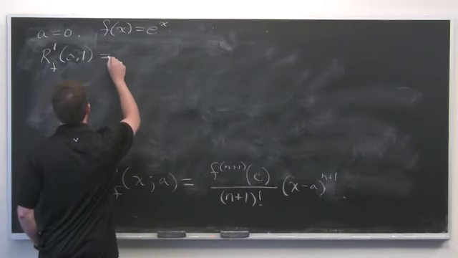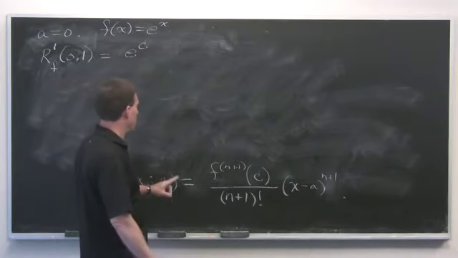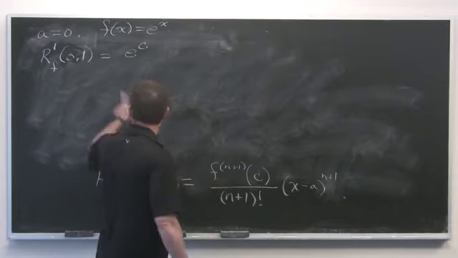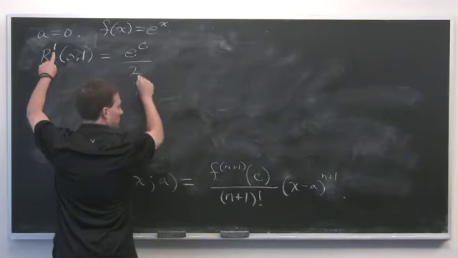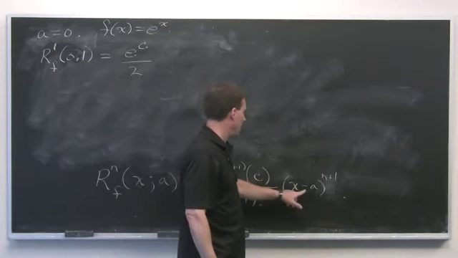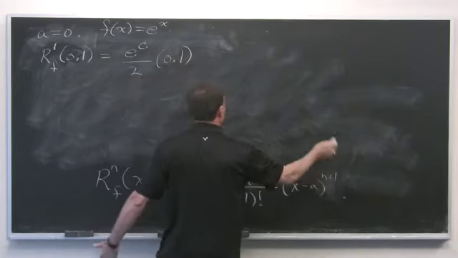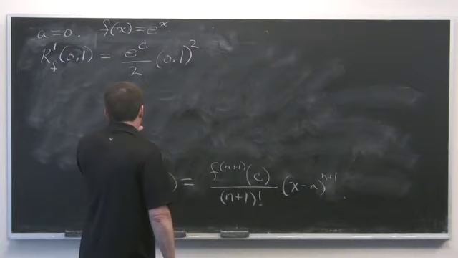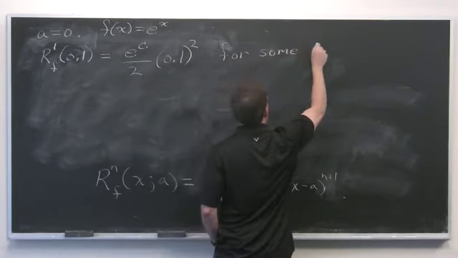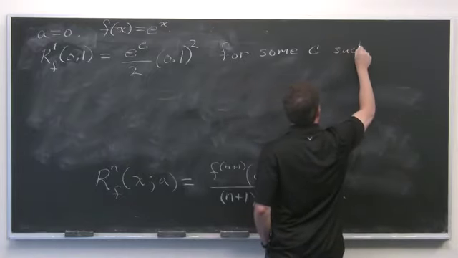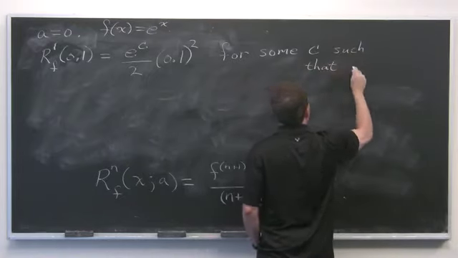Taylor's theorem tells us that there is a c between 0 and 0.1, so that this remainder equals e to the c over, n is 1, so you get 2 factorial, that's 2, times x minus a, where a is 0 and x is 0.1, to the 2. So this is for some c, such that 0 is less than c is less than 0.1.